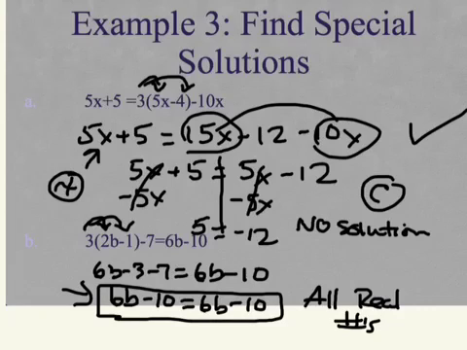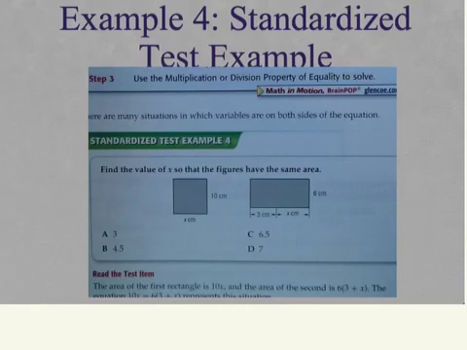I was going to skip this example because it was hard to write it down myself and give enough space to do some work, but I just took a picture of it and we'll talk about it. So this is example 4, standardized test example. So here is a beautiful problem. It really is kind of nice. It says find the value of x so that the figures have the same area.